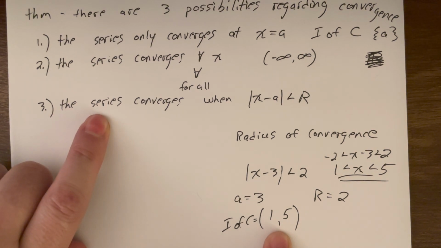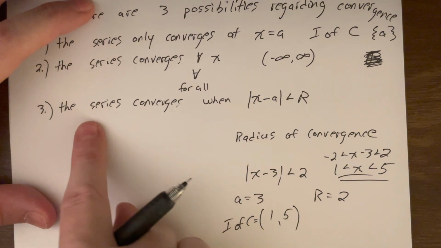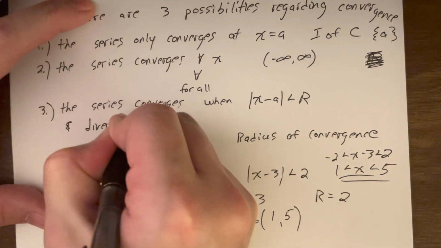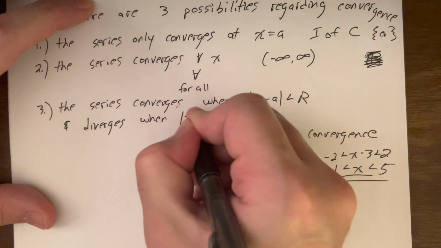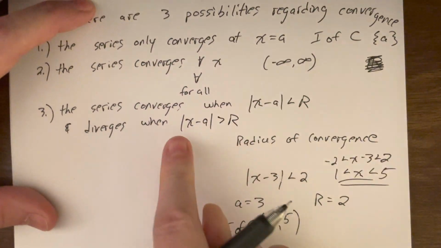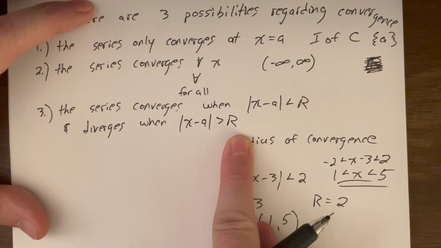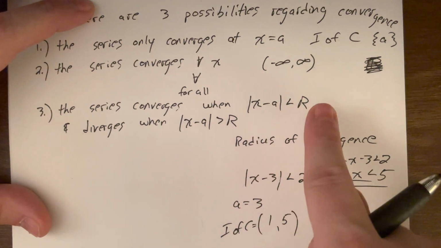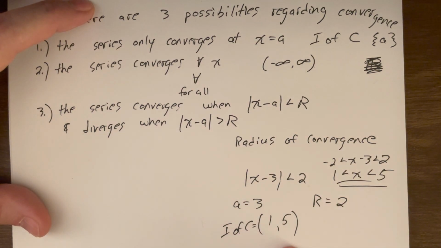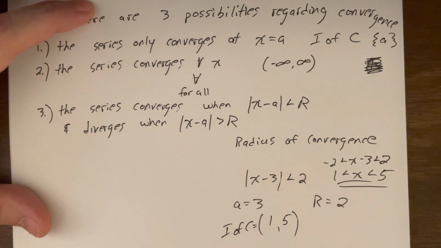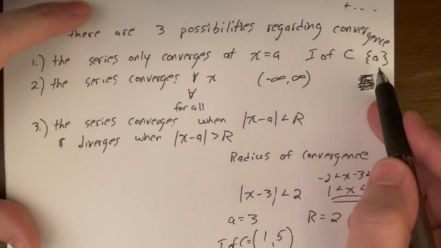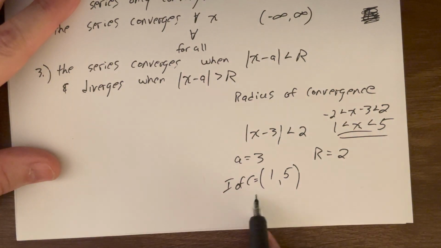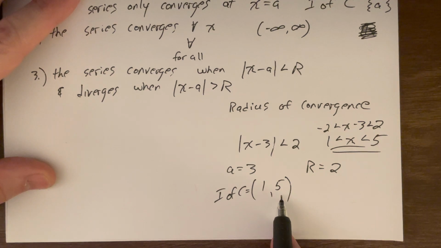Now back to the theorem. They make an extra point here. The series converges when this happens and diverges when this happens, when the absolute value is greater than r. Notice it doesn't tell us what happens when this distance is equal to r. That's where, at the very end, we'll see. So here's our third possibility. We see just a single point as our interval of convergence. We get all real numbers, or our third possibility is we get an interval like this.